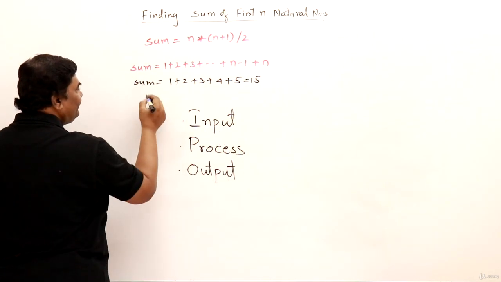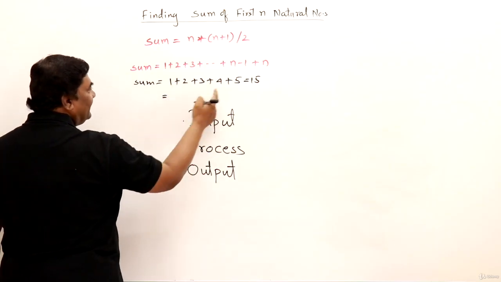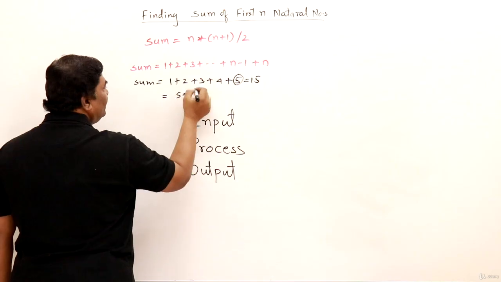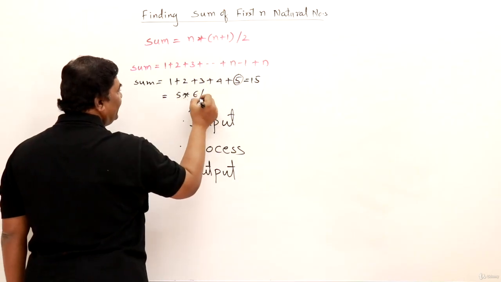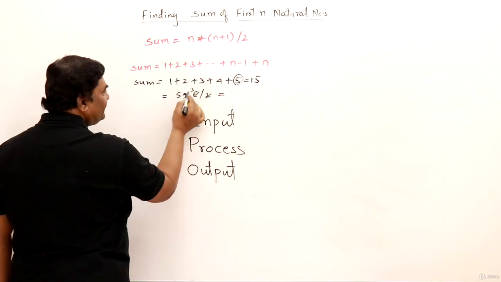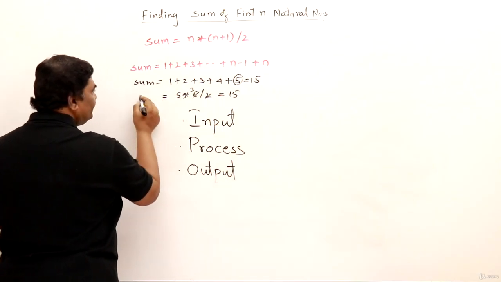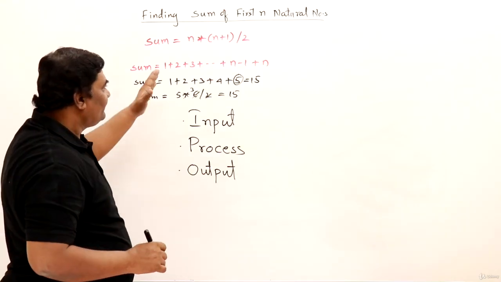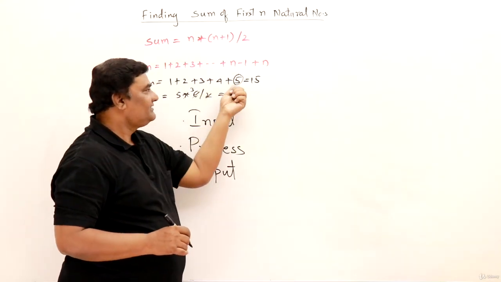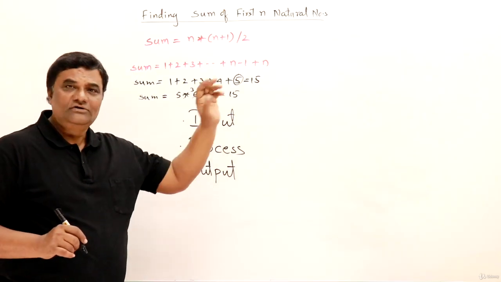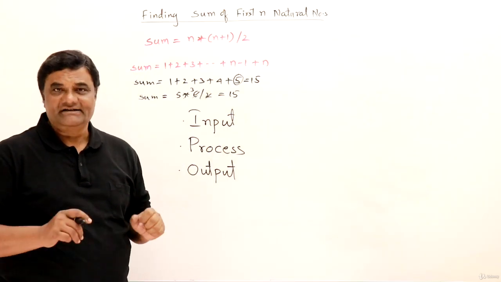So if I use that formula, up to 5 I am finding out. So this is 5 into 5 plus 1, 6, by 2. So how much is this? 6 threes are 18, 5 threes are 15. So this is also 15. So yes, this is the formula for finding the sum of the first n natural numbers, up to whatever number you want to find out. This is a well-known formula, but I have already explained it now.